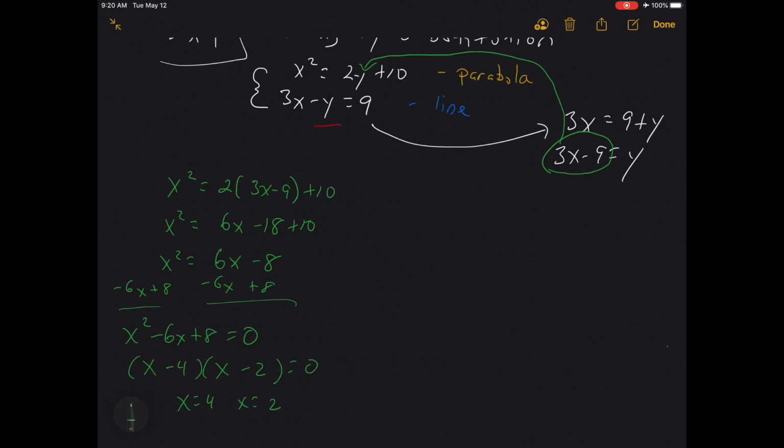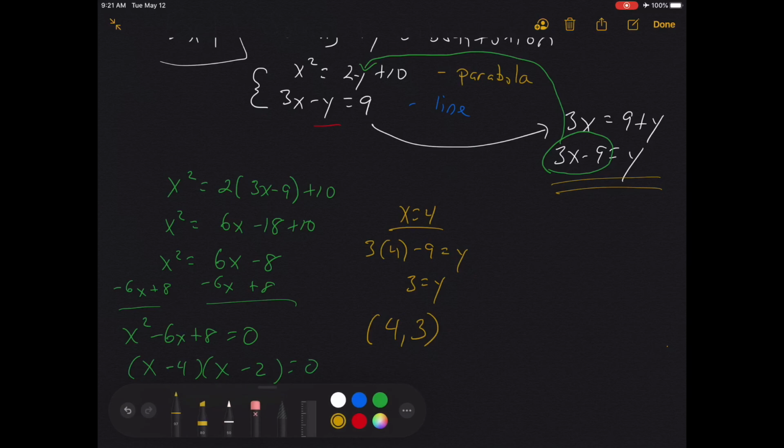Remember, this is only half of the solutions. I need to find the y values. Well, I can go back, and in this case, it's probably going to be easier to take these values and use this equation right here because it's already solved for y. Assuming we didn't make any mistakes in our manipulations, and we didn't in this case, we're going to be able to use that equation. So when x equals 4, I need to plug the 4 back into this equation to get the y value. So we're going to get 3 times 4 minus 9, which is 12 minus 9, which is 3. So my first point of intersection is the point 4, 3.